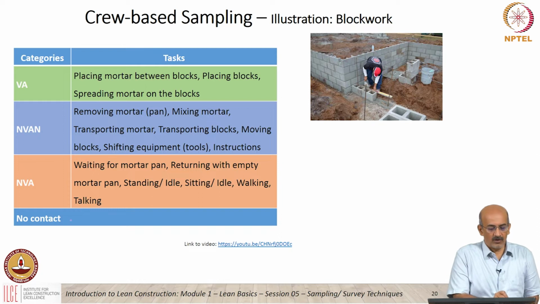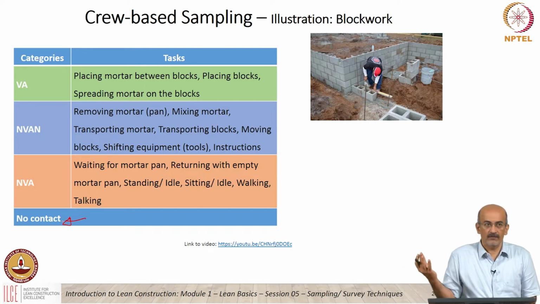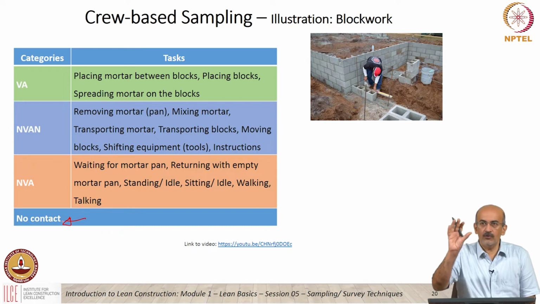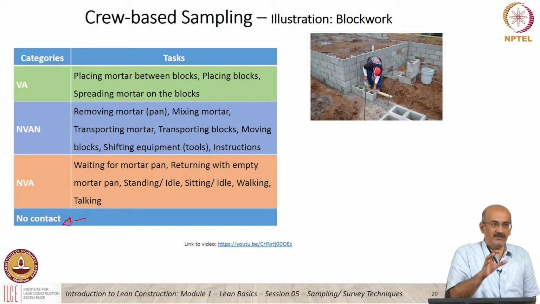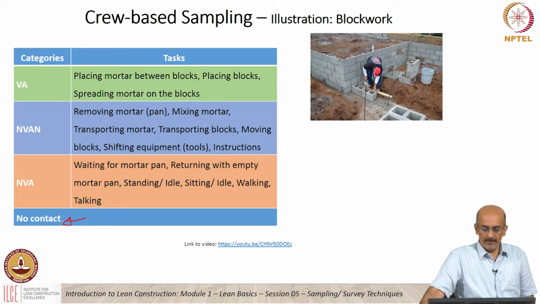And you also have a no contact category, if somebody has gone away and you do not know what they are doing. This is what we add when you do crew based sampling, you have a no contact category also, because you roughly know who the crew are. Again this varies, just be aware you can have a no contact category also.